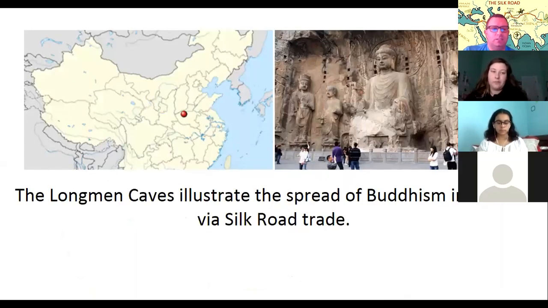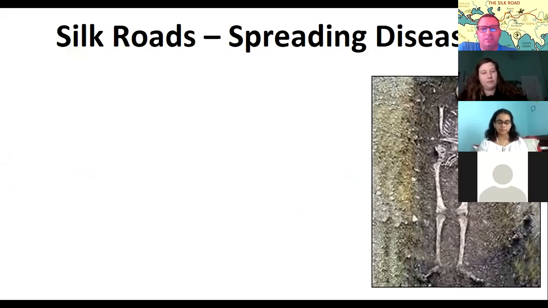All right, so we've got just a couple minutes left. These caves right here give you another idea of how Buddhism spread into China via the Silk Roads. This particular photograph is in China, so we can see that Buddhism has made its way into China.